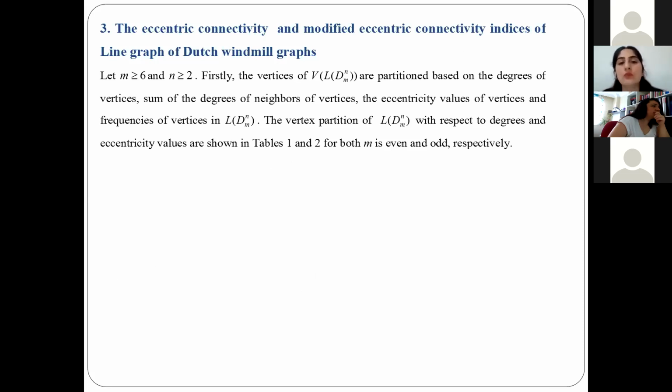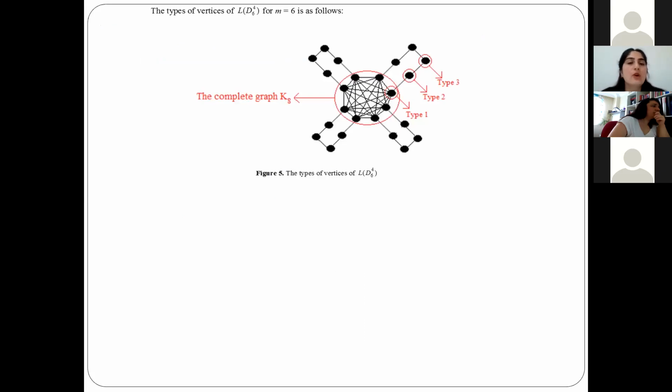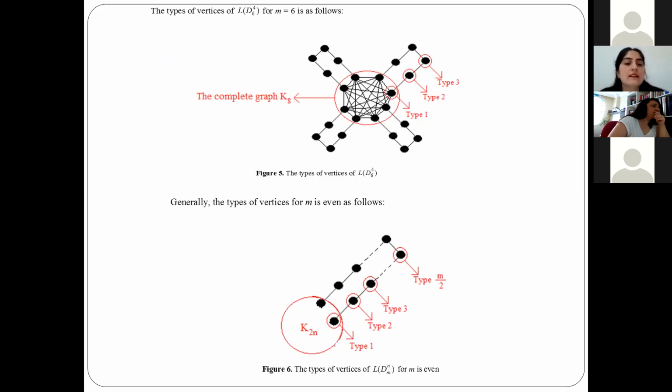First, the vertices of the line graph are partitioned based on the degrees of vertices, the sum of degrees of neighbors of vertices, the eccentricity values of vertices, and the frequency of vertices in the line graphs. The vertex partition of the line graph with respect to degrees and eccentricity values is shown in tables 1 and 2, for m even and odd respectively. The types of vertices of the line graph for m equal to 6 are as follows. And generally, the types of vertices for m even are as follows.